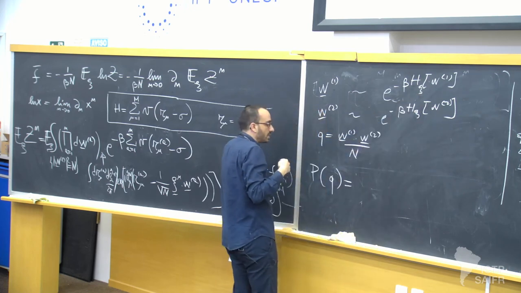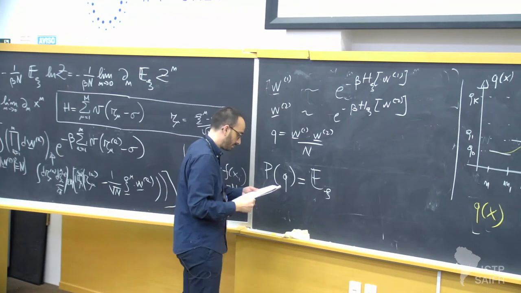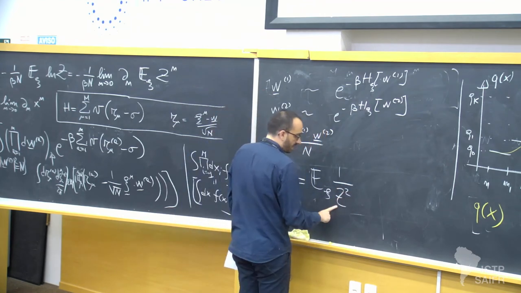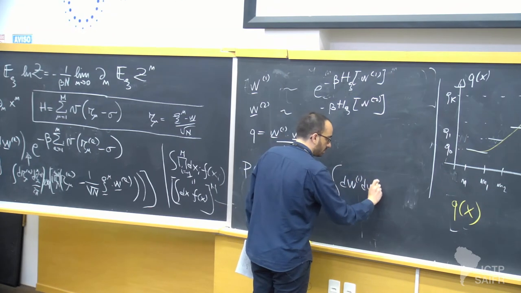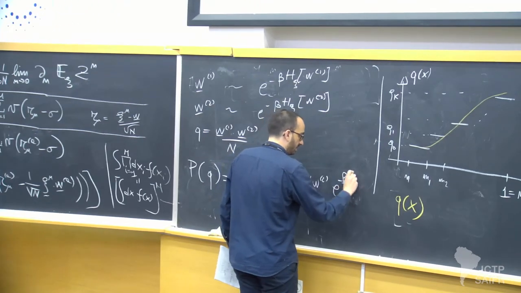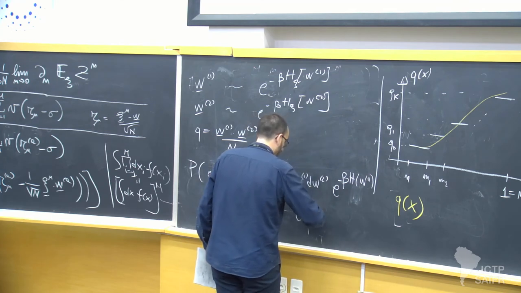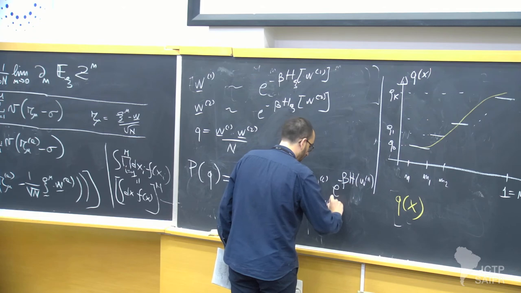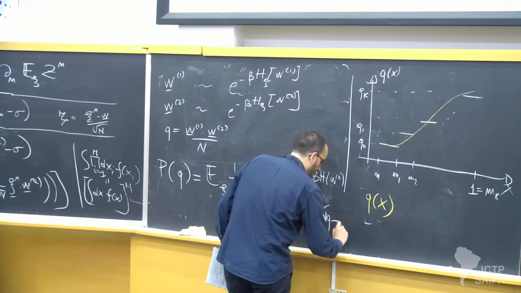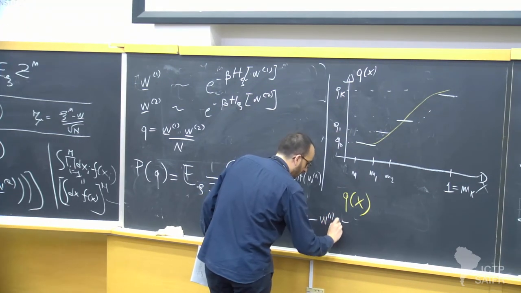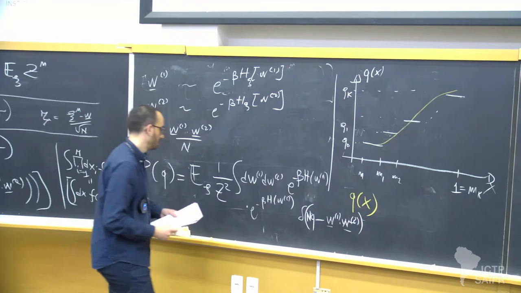Now I will consider the average probability distribution of the overlap, which is the average over Xi of 1 over Z squared, where this is the partition function. Then I have an integral over W1, W2, e to the minus beta H of W1 times e to the minus beta H of W2. And then I have some delta function of nq minus W1 dot W2.